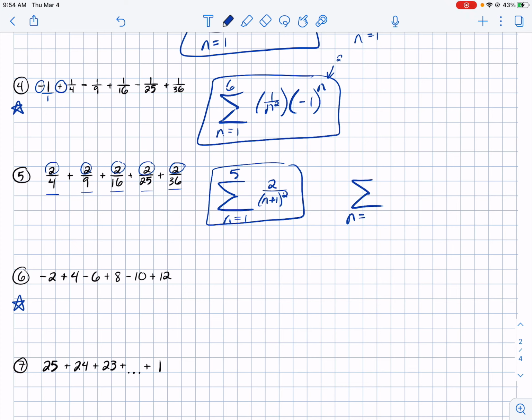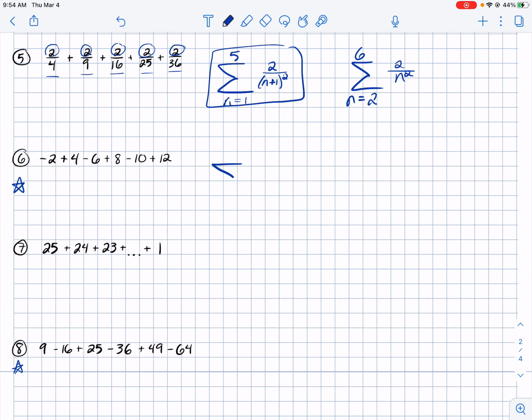You could have also started at a limit of 2 if you wanted and gone up to 6, right? And now you just have 2 over n squared. And now when you plug in 2, you would get your 4. Now your next term would be 3, and you would get 2 over 9. Both of those rules check out. Either one's fine.